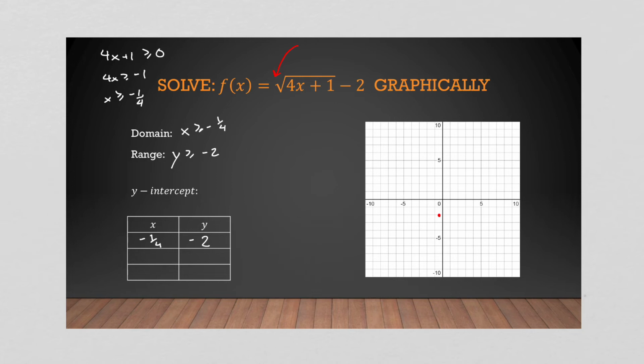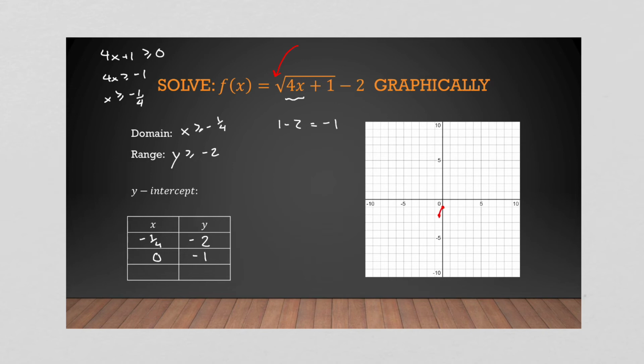And then our y-intercept occurs when x is 0, so we would end up with 0 in here, so root 1 minus 2. So 1 minus 2, we would get -1. So we get our y-intercept at (0, -1). So we can throw that into our table of values as well. So you can see we're opening up this way.